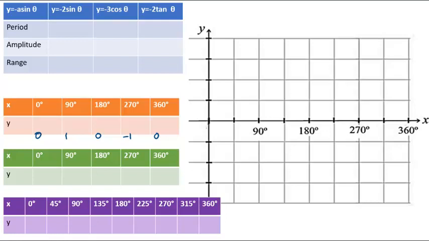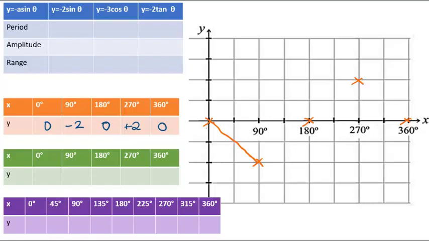So -2 times 0 is 0. -2 times 1 is -2. -2 times 0 is 0. -2 times -1 is +2. And then we have 0. That is the ratio for cos. Let's plot it. So it's 0, -2, 0, +2, 0.